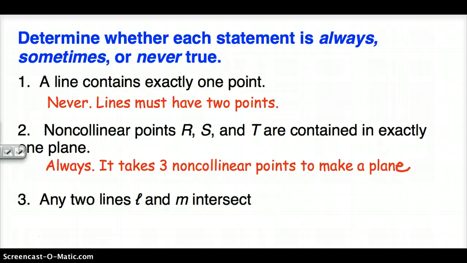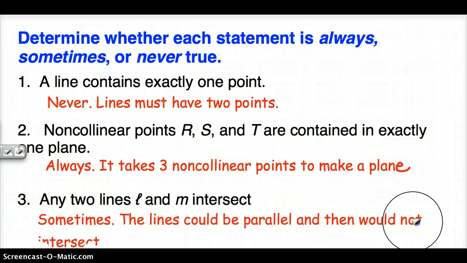Example number 3. Any 2 lines L and M intersect. When I have 2 lines, they're going to intersect. Is that always true, sometimes true, or never true? Okay, 2 lines can intersect, yep, and if they intersect, it'd be in a point, but are they always going to intersect? This is sometimes, because you could have parallel lines. And if you have parallel lines, then they are not going to intersect. You could also have what's called skew lines, where the 2 lines are in different planes and they're never going to intersect.